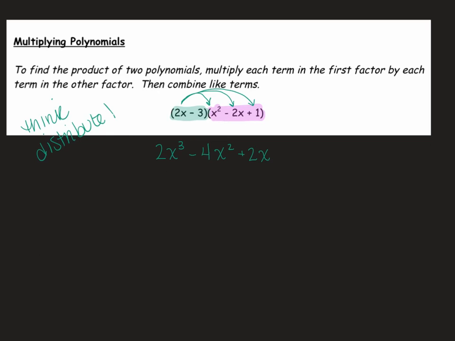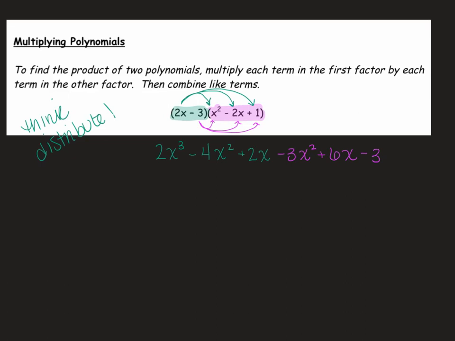Now we can switch to using our negative 3. So now we're going to distribute our negative 3. We're going to distribute it to each term in the other polynomial. So it's going to be negative 3x squared. Negative 3 times negative 2x is positive 6x. And negative 3 times 1 is negative 3. So this is definitely not a final answer. You still need to combine like terms.